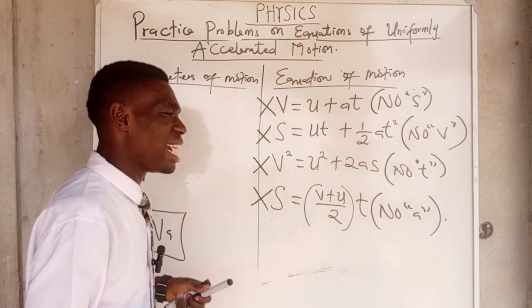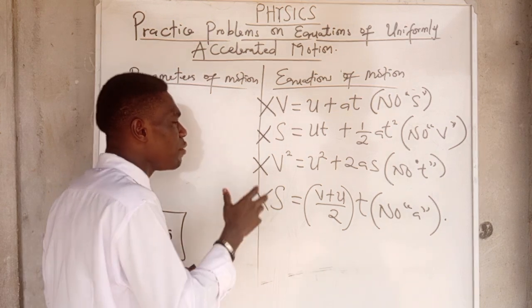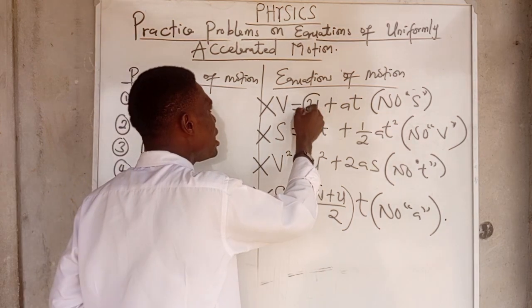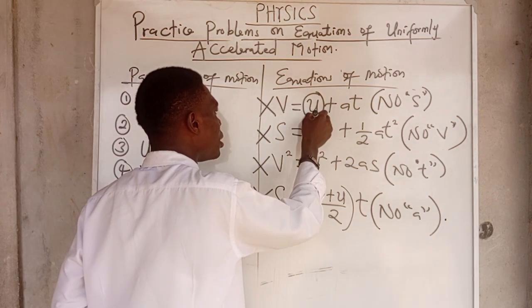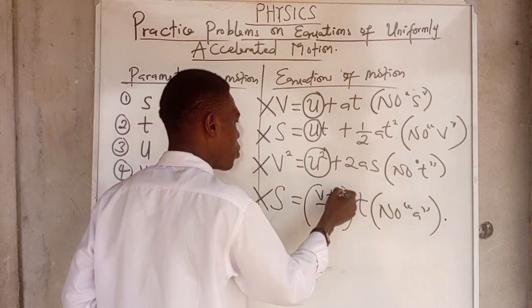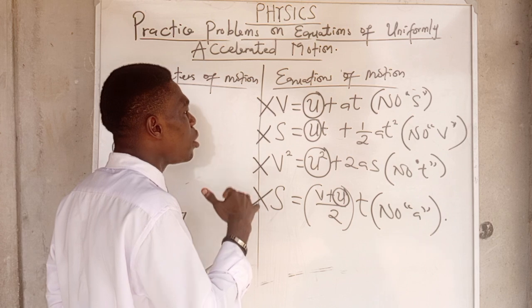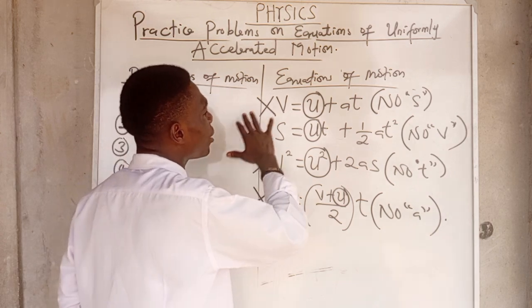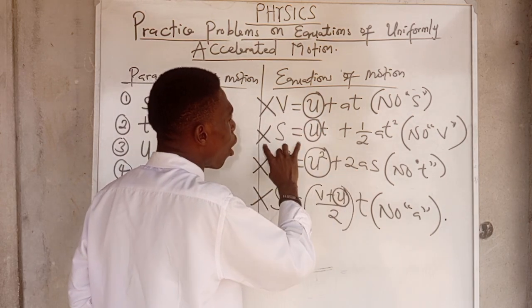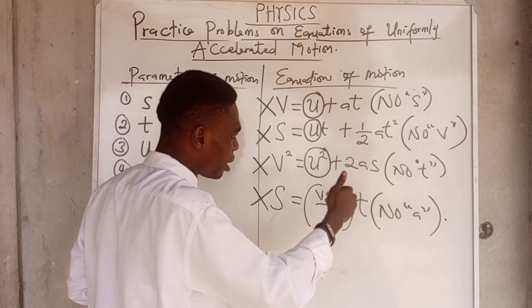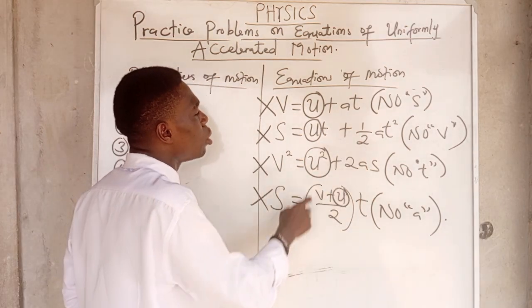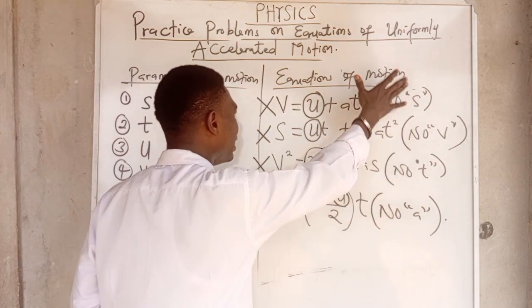But then something is also very common among all of them. And what is it that is common among them? If you check carefully, initial velocity U is everywhere. Can we observe that? It means that if you are looking for initial velocity, you can use either of these depending on the other parameters that are given to you as well. So initial velocity is very common, it is in all of them.